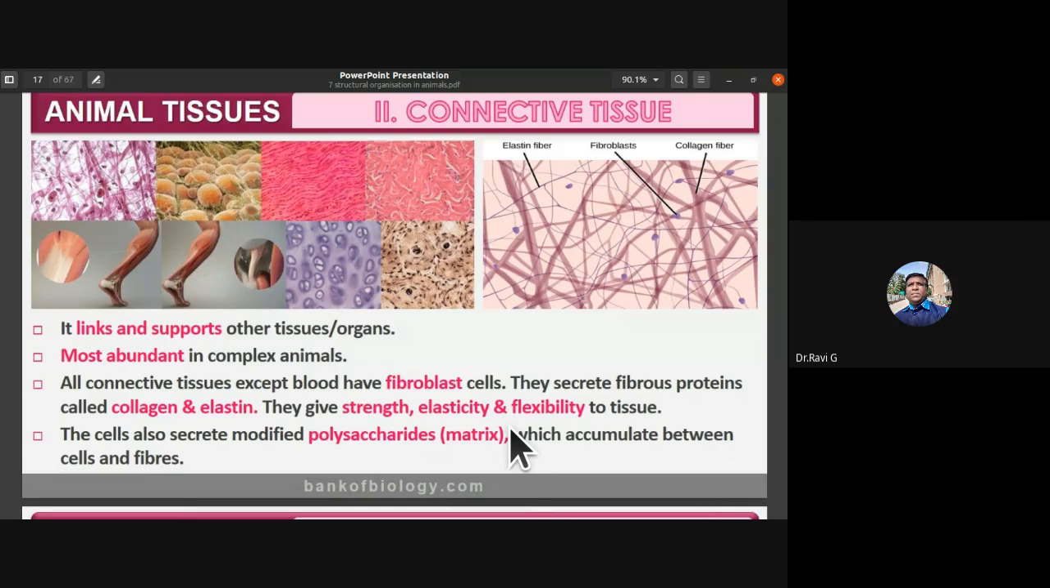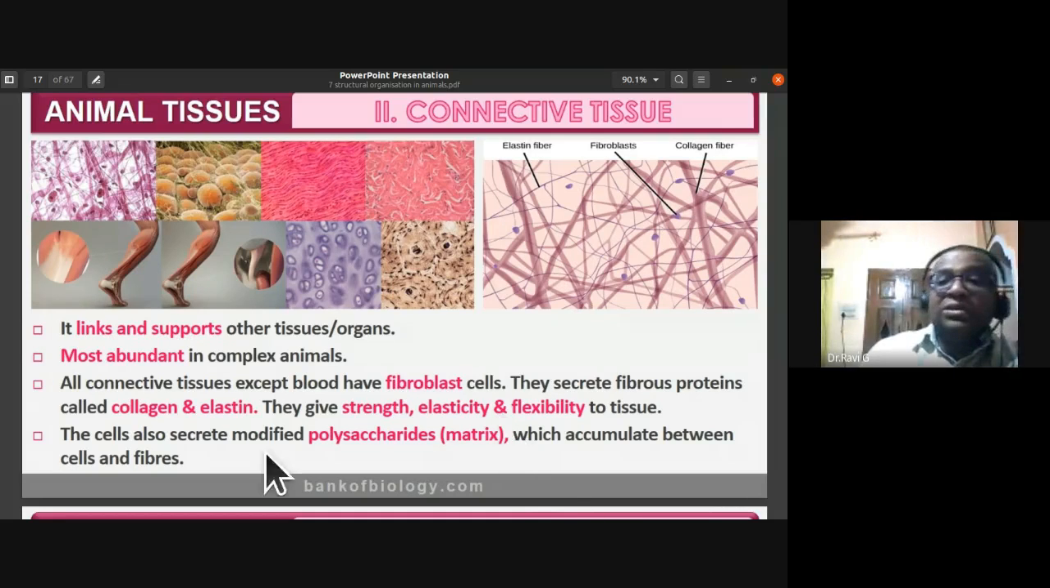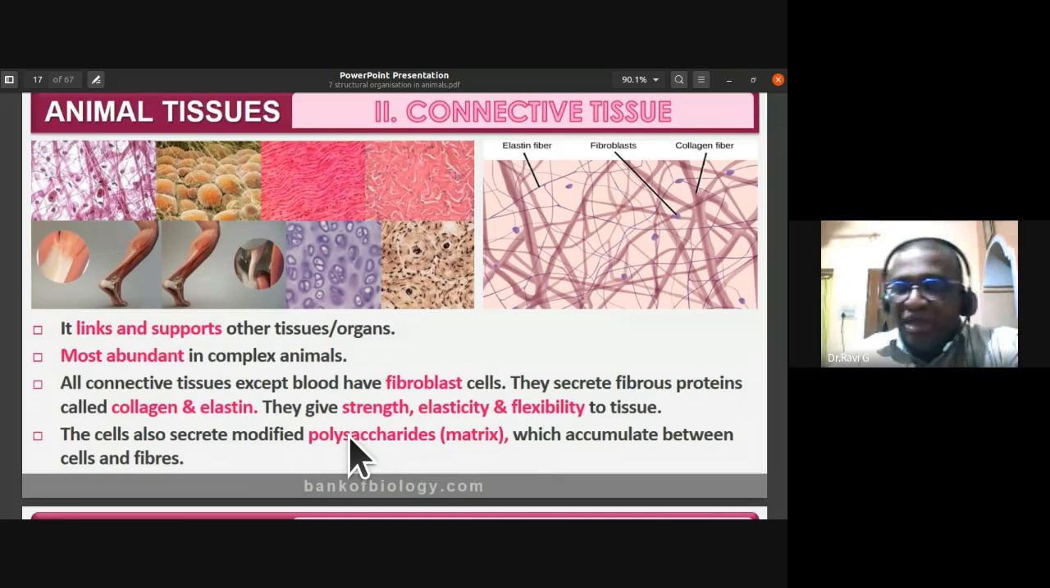They have fibroblasts. So fibroblasts secrete collagen and elastin. So they secrete fibrous proteins called collagen and elastin, which give strength, elasticity, and flexibility to tissues. Okay. The cells also secrete a modified polysaccharide, that is the matrix, which accumulates between the cells and the fibers.